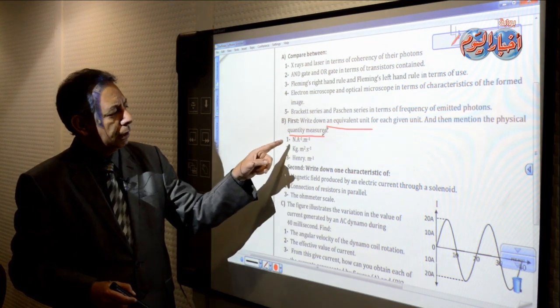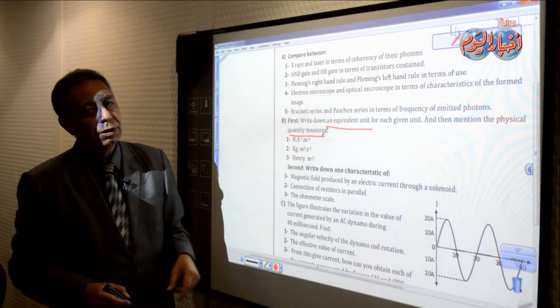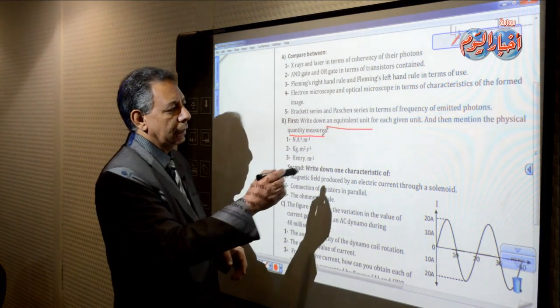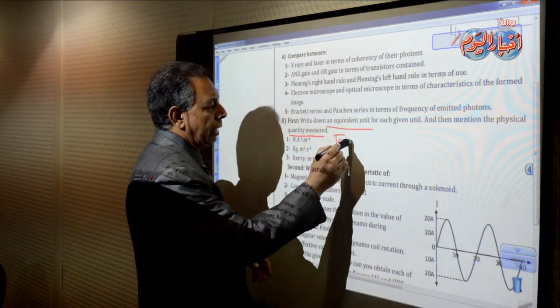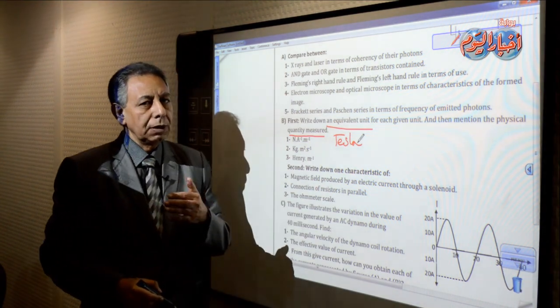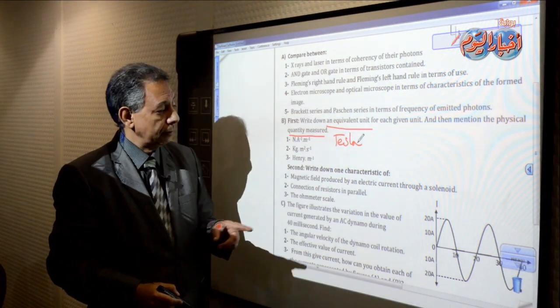The first unit here is Newton ampere^-1 meter^-1. That is very easy. Newton per ampere meter is the Tesla. So the answer here is the Tesla, and Tesla, of course, measures the magnetic flux density at a point.